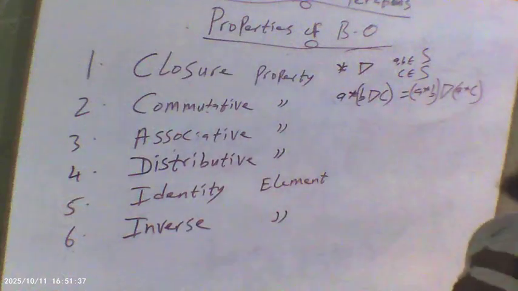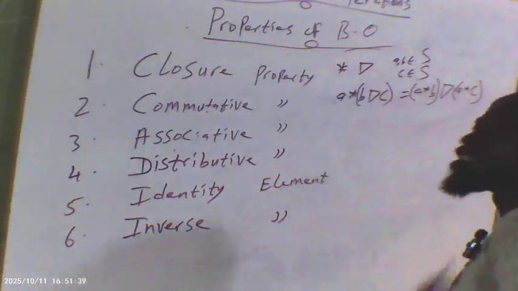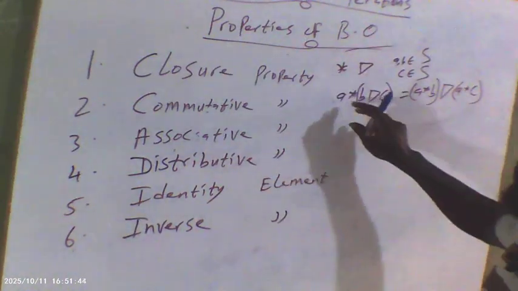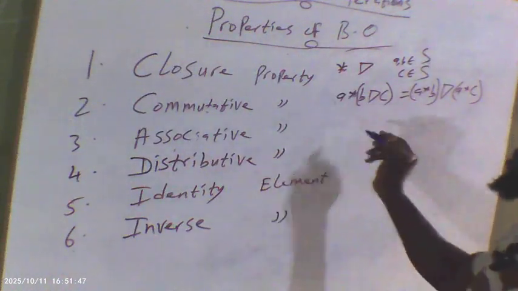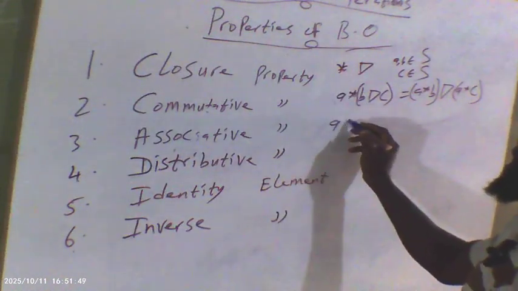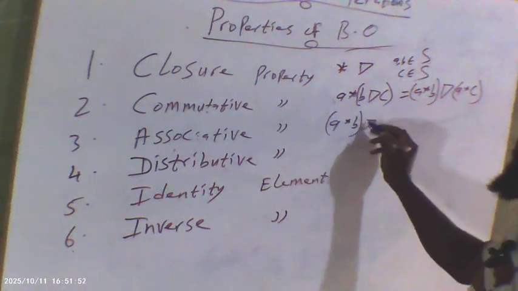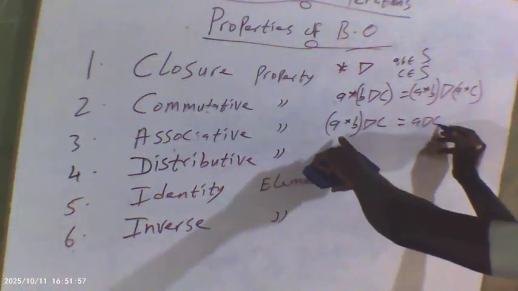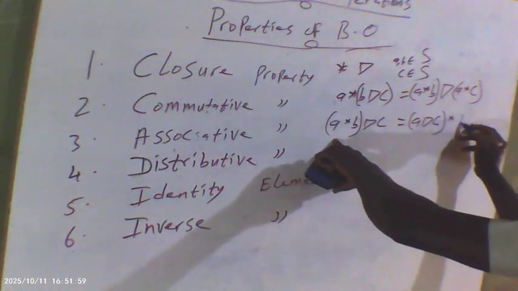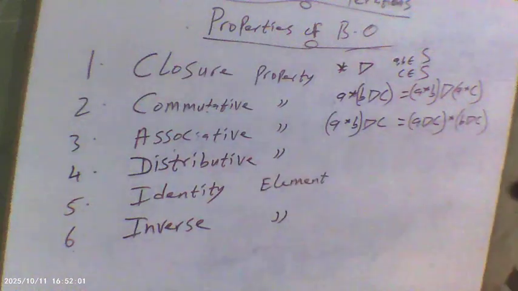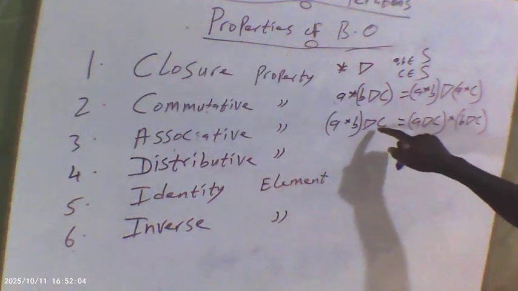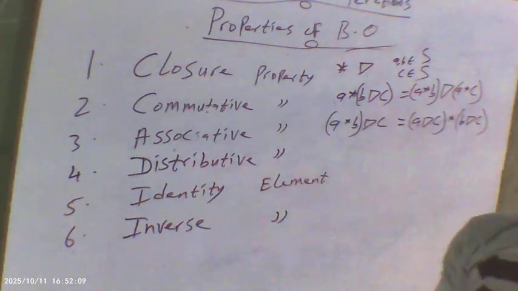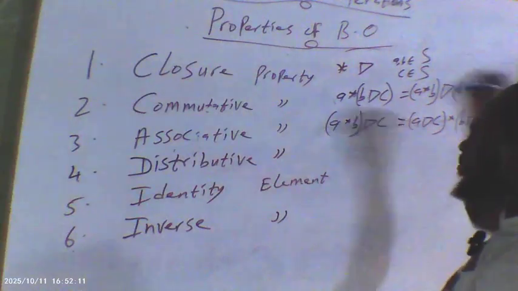It is left distributive. The asterisk is left distributive over cap. But by A asterisk B cap C, then A cap C asterisk B cap C, that shows the operation cap is right distributive over asterisk.